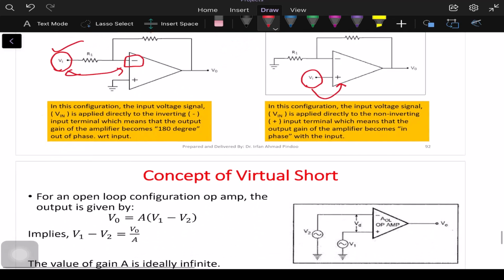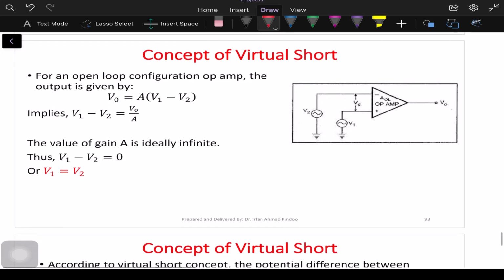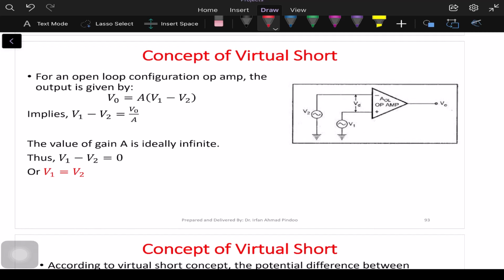But before we do the analysis mathematically, there are some important concepts. First, if we talk about op-amps, we have a virtual short connection. Now how does that happen? As I said, in the open loop configuration shown here, the output can be calculated as A times (V1 minus V2).